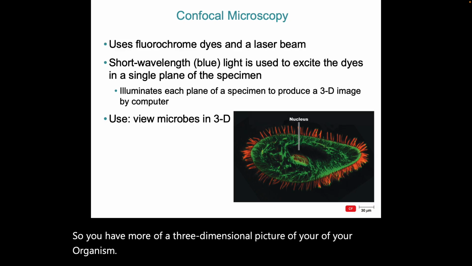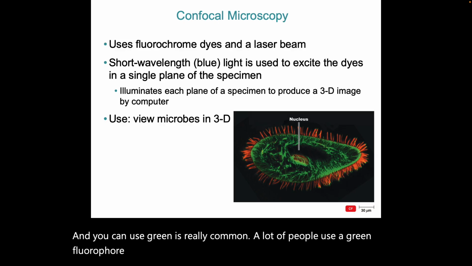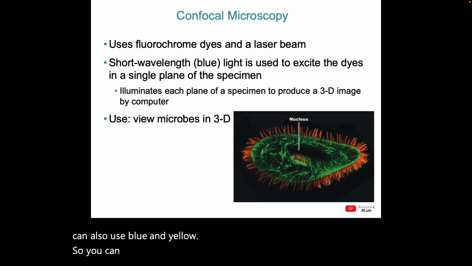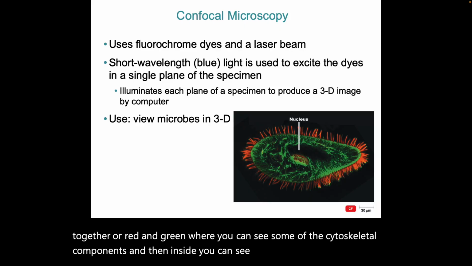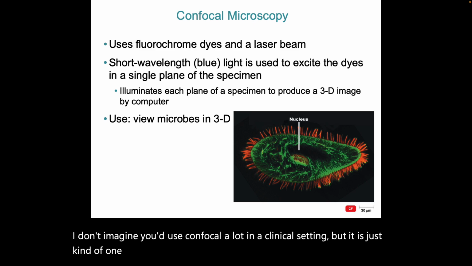And you can use green, which is really common. A lot of people use a green fluorophore. Red and green provide a nice contrast for one another. You can also use blue and yellow. So you can stack up these colors as well. And so here you see red and blue together, or red and green, where you can see some of the cytoskeletal components, and then inside you can see the nucleus. I don't imagine you'd use confocal a lot in a clinical setting, but it is just kind of one step up from standard fluorescent microscopy.